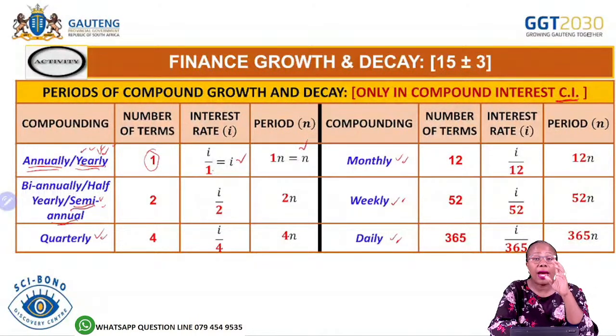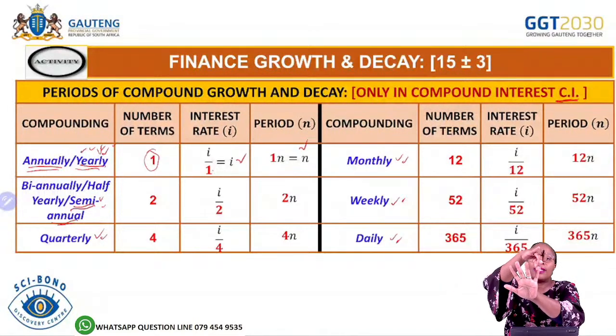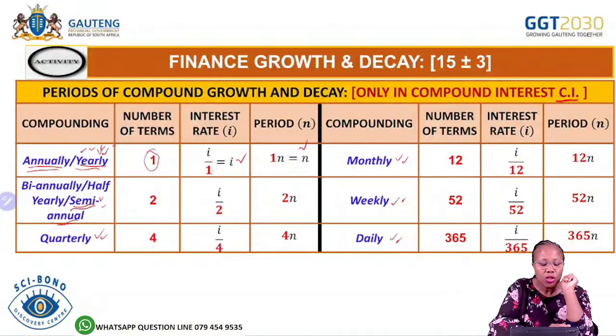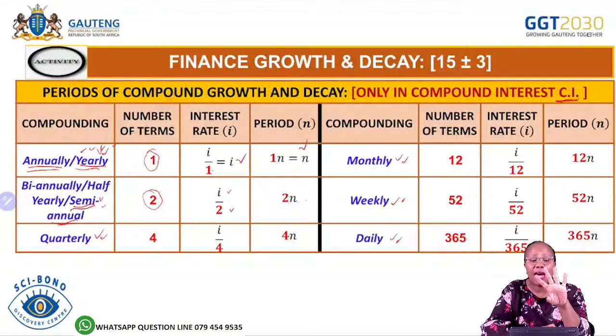But when coming to biannually, after 6 months, half-yearly, semi-annually, it happens twice in a year. So if you invest for 5 years, it will add interest twice in the year, so it will be added 10 times in 5 years, okay? So the number of terms in a year will be twice. How does this affect your I? It will be I divided by 2. And for the period, it will be 2 times N.